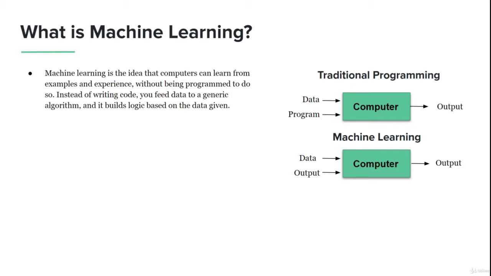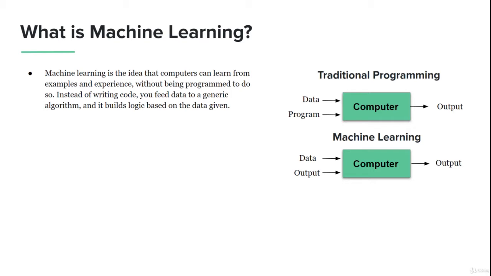So machine learning, just like I mentioned, is the idea that computers can learn from examples and experience without being explicitly programmed to do so. So instead of writing code, you feed data to a generic algorithm and it builds logic based on that data given. So you're building and putting together a specific machine learning algorithm, and you are programming it to do a certain task.